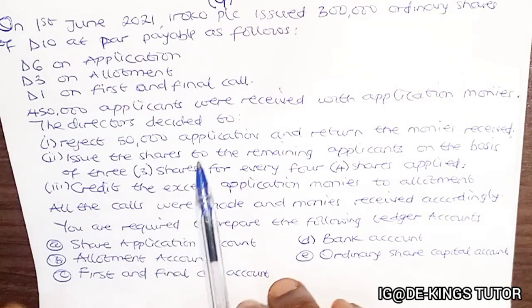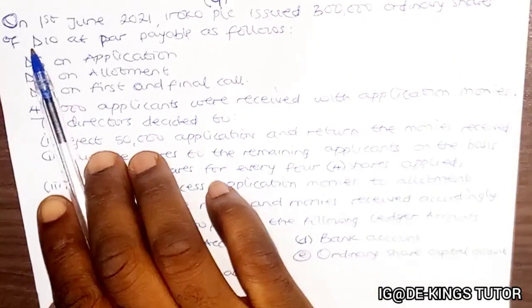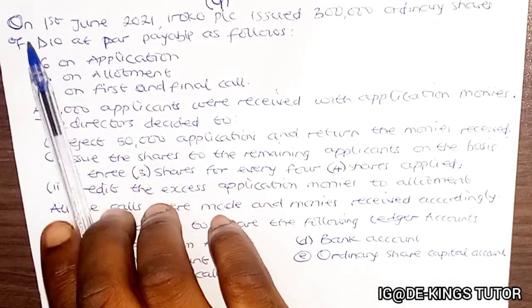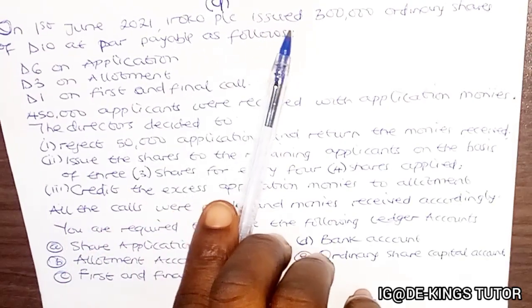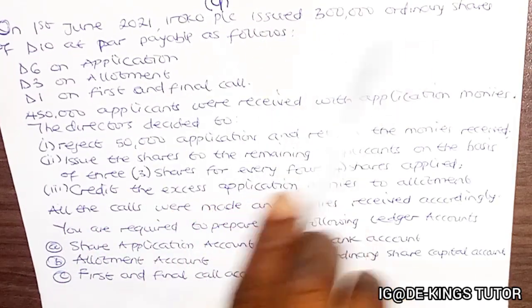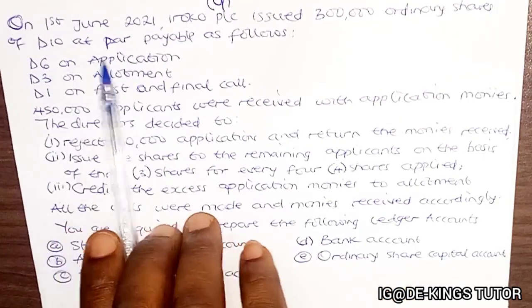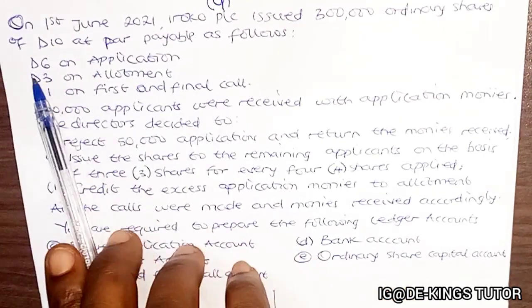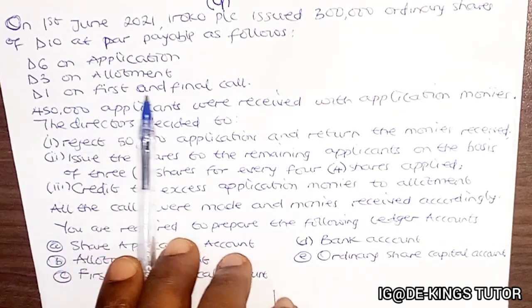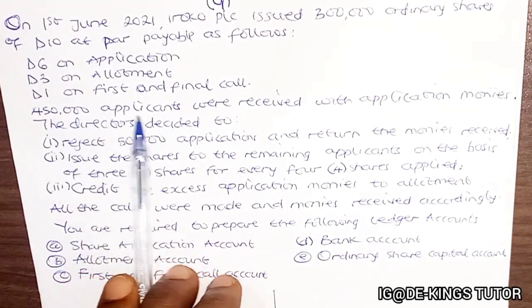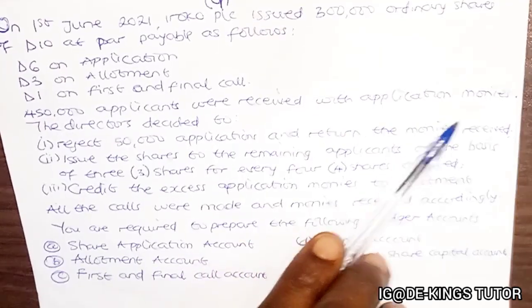Now this question is question 9, the practical question that is given. So the question said, on 1st June 2021, Euroco PLC issued 300,000 ordinary shares of $10 at par payable as follows: $6 on application, $3 on allotment, $1 on first and final call. 450,000 applications were received with application monies.